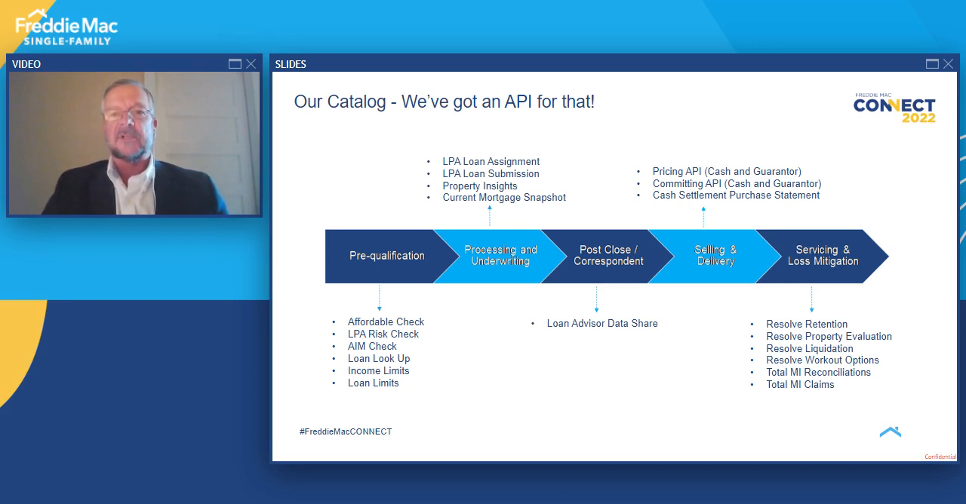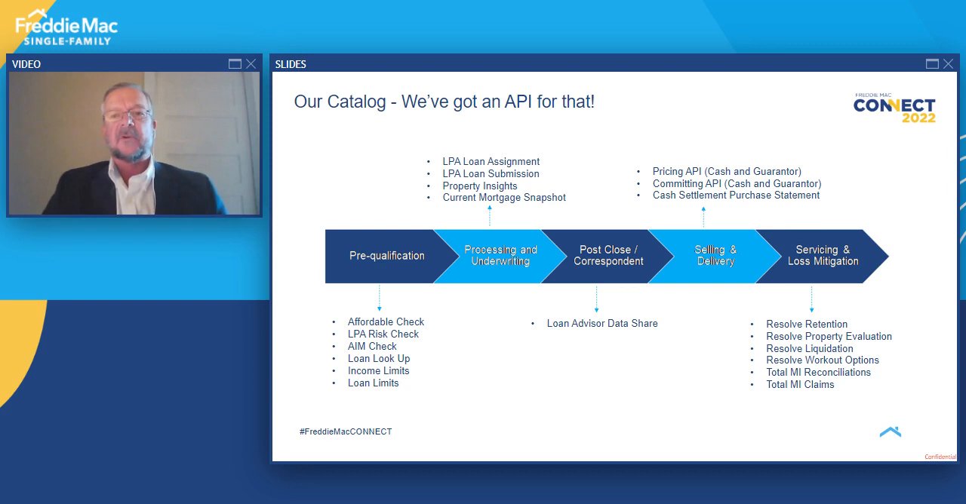We've also introduced our liquidation API, which is focused mainly on short sales. And you're able to request approval for a short sale and settle the short sale through this API. And going hand in hand with that API, we also have introduced the real estate valuation API, which is a fancy way of saying minimum net proceeds. So you can use that API to communicate with Freddie Mac to find out what is the minimum net proceeds we would take on a short sale.